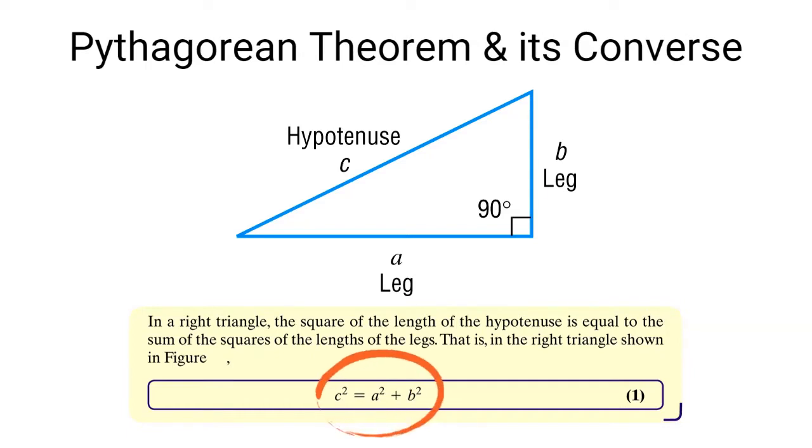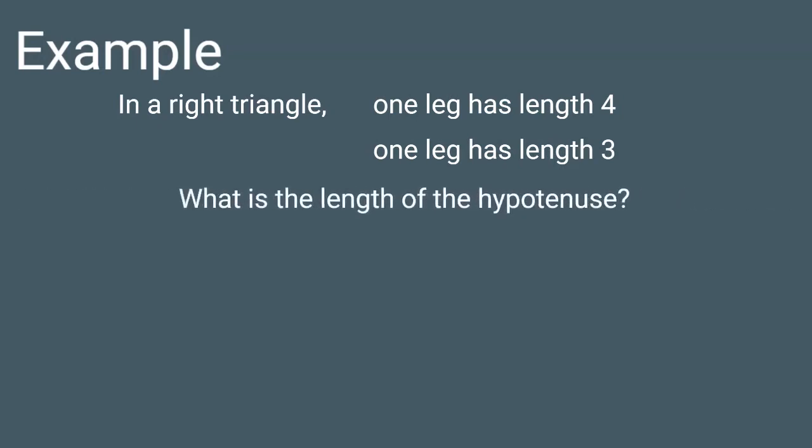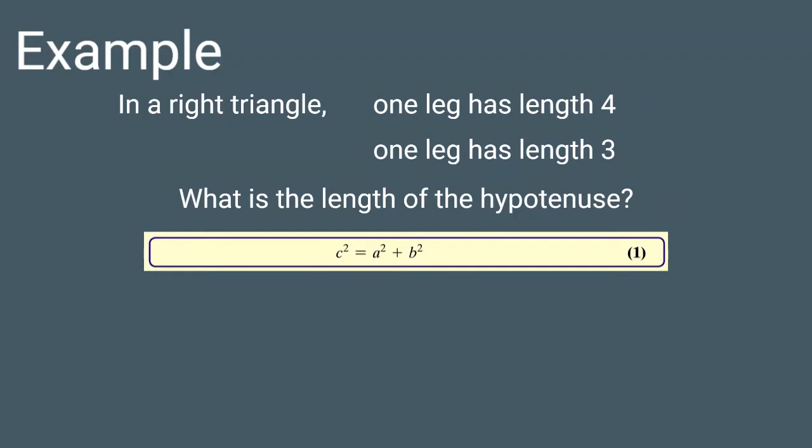Let's do an example. For this example, we're going to find the hypotenuse of a right triangle. So in a right triangle, we have one leg length 4 and one leg length 3. The question is going to be, what is the length of the hypotenuse? Well, we know it's a right triangle, so let's pull out our Pythagorean theorem. Since we want the length of the hypotenuse, we can say A equals 4 and B equals 3, because what we're trying to find is C.